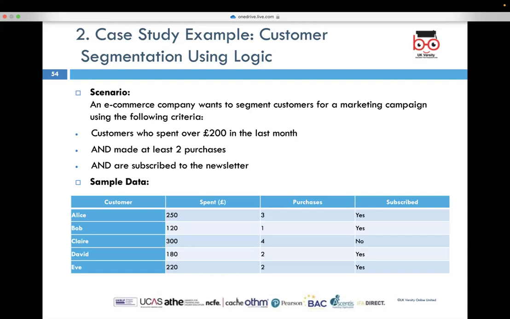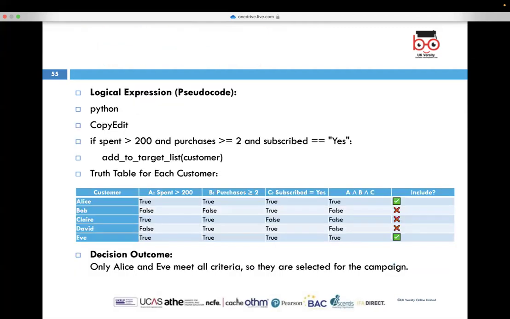Claire has spent more than 300 and made more than 2 purchases. However, she has not subscribed, so she does not meet the criteria. David has spent less than 200, so he does not meet the criteria. And Eve has made at least 2 purchases, has spent more than 200, and is subscribed. Therefore, she meets the criteria.